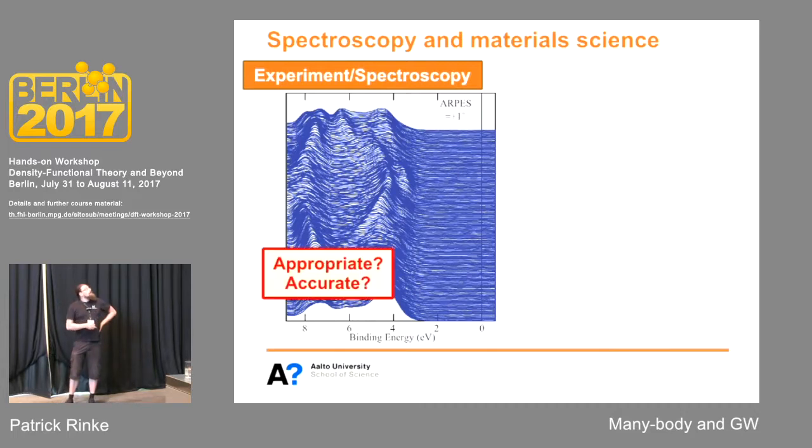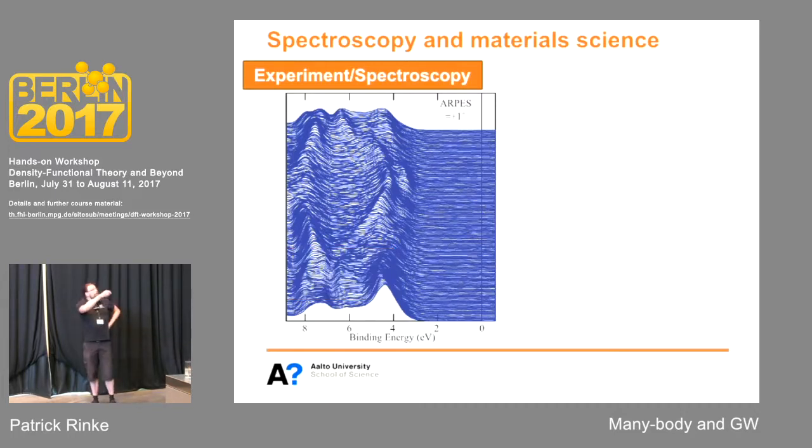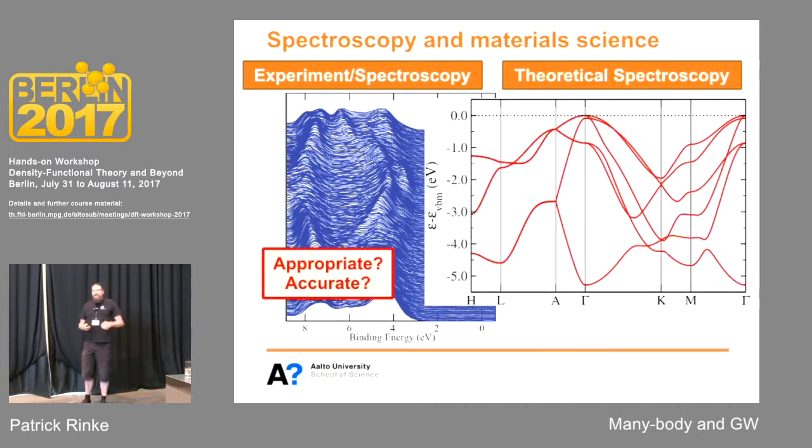Right. But what you have to ask yourself always when you do an experiment is it actually appropriate? So was this the right experiment for the question you were asking? And is it accurate enough to determine the quantity that you want? You can see already here there's some broadening. So if I wanted to interpret this as a peak, then I need to ask myself how much does the width influence the final answer? And this is actually then where theoretical spectroscopy can help and complement, right?